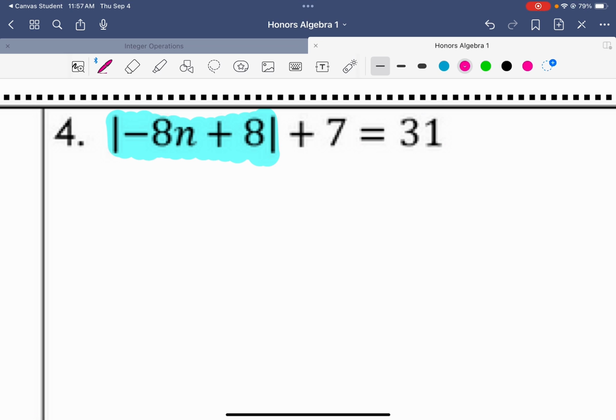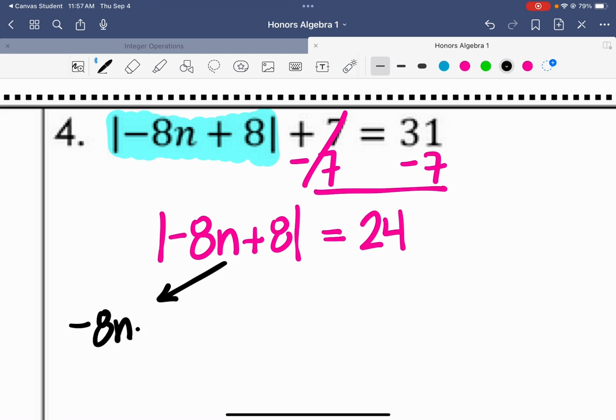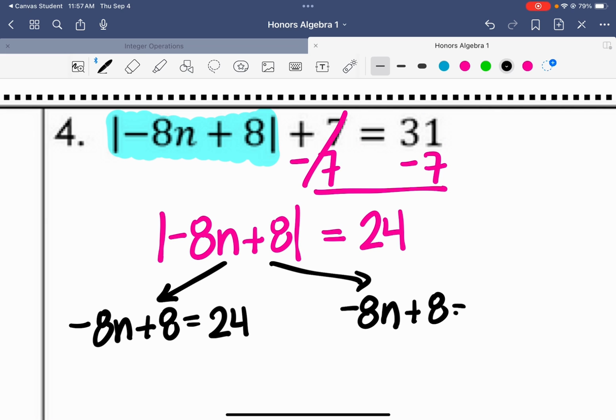So splits, that sounds funny. Now then I can split it up into its two possibilities. So if that's a plus 7, we need to subtract 7. So what I'm left with is the absolute value of negative 8n plus 8 equal to 24. This will have a solution. It will have two solutions, right? So I've got to split this up into what's inside the absolute value, negative 8n plus 8, equal to a positive 24, or negative 8n plus 8 equal to a negative 24. And then we would solve these two.